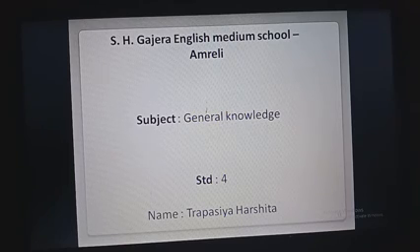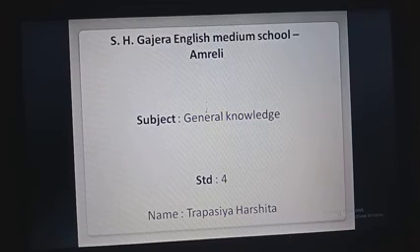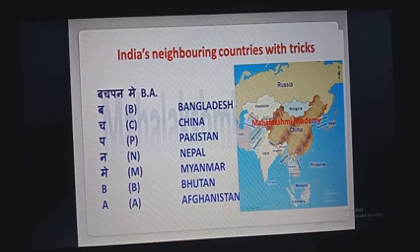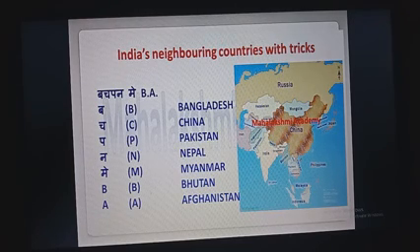Today we are going to learn about India's neighboring countries, class 5. So let's discuss it in detail. India's neighboring countries: first of all, we have to know what a neighboring country is. Do you know what the neighboring countries of India are?